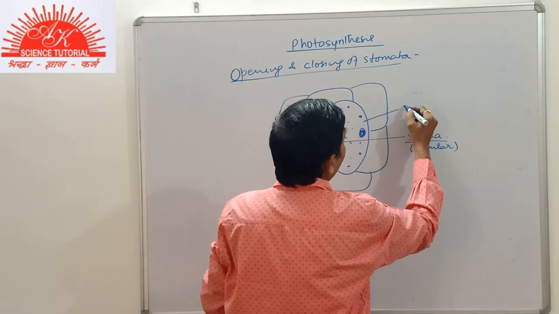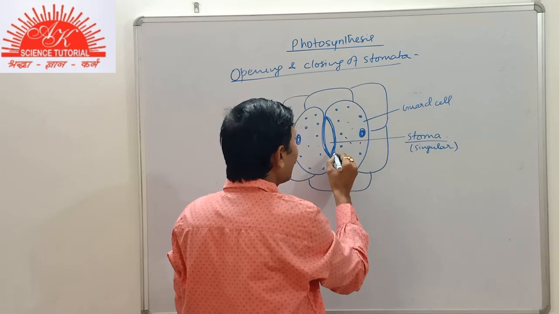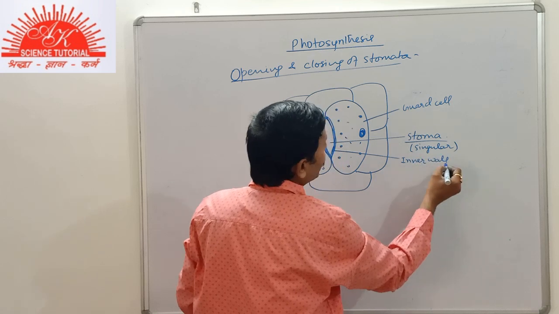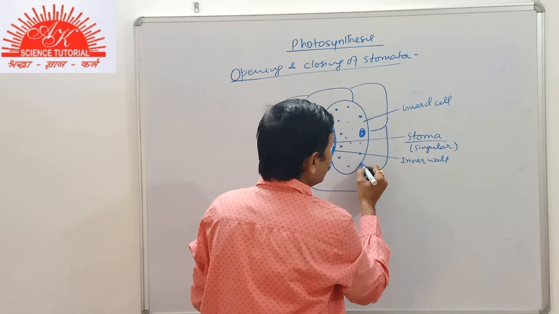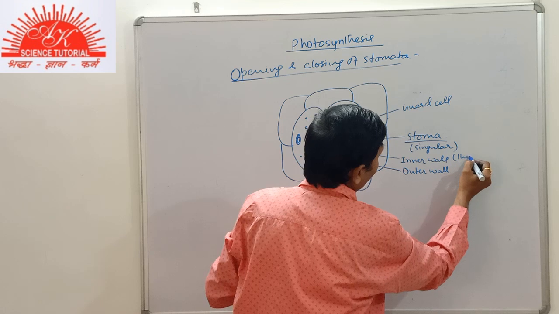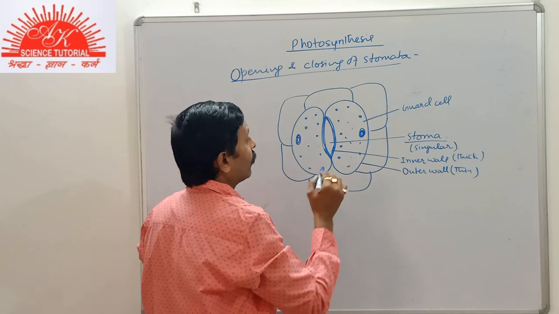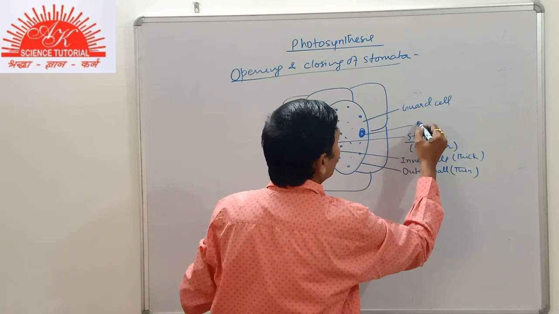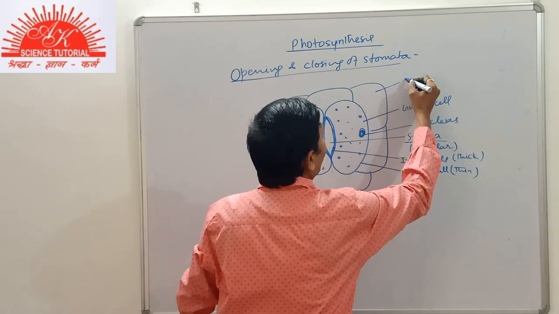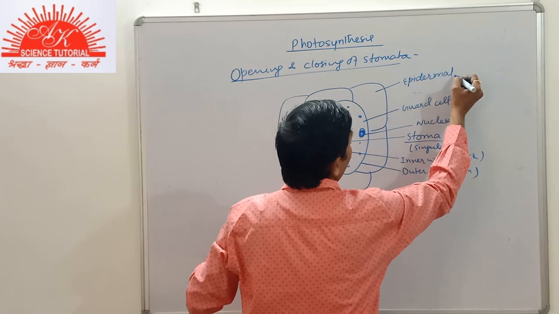Now, this is the guard cell. In the guard cell, this is the inner wall, which is the inner thicker wall. This is the outer wall. This is the thick wall, and this is the thin wall. Now, this is the nucleus. And these are other epidermal cells.